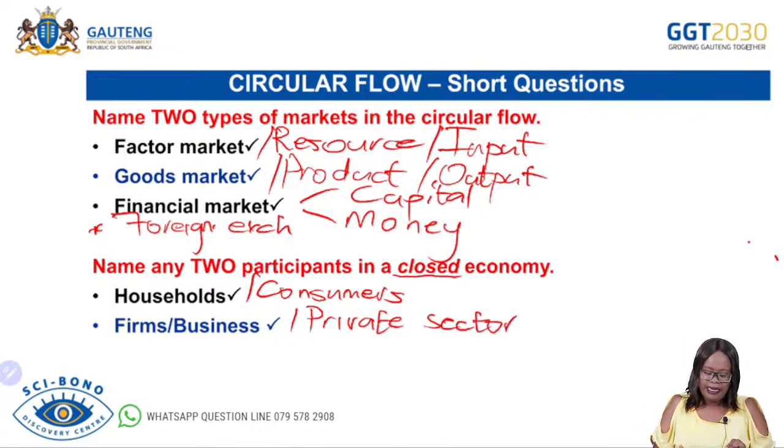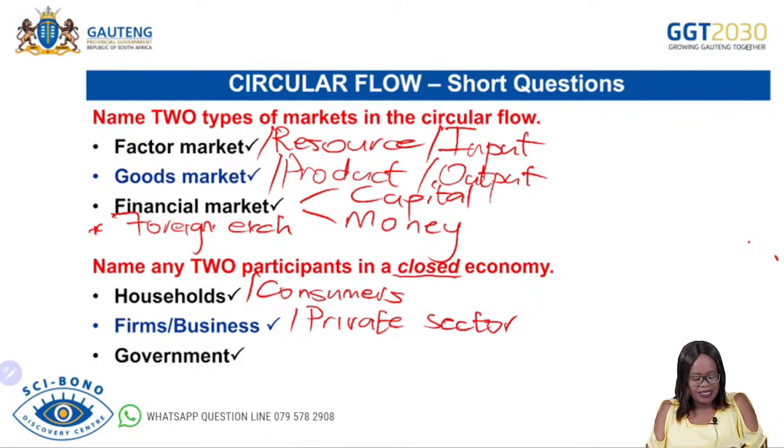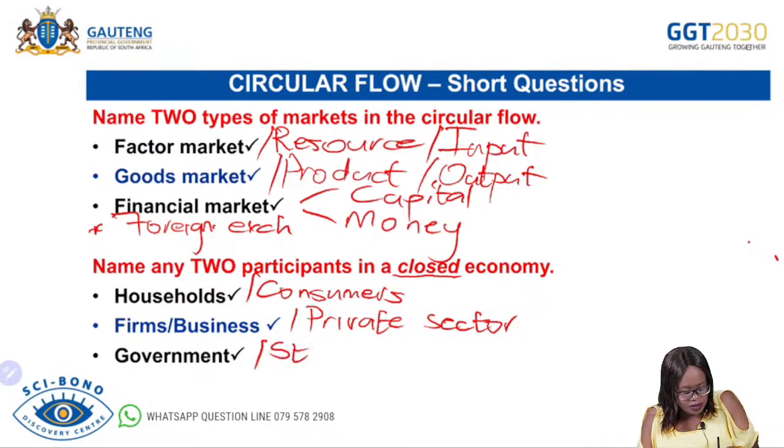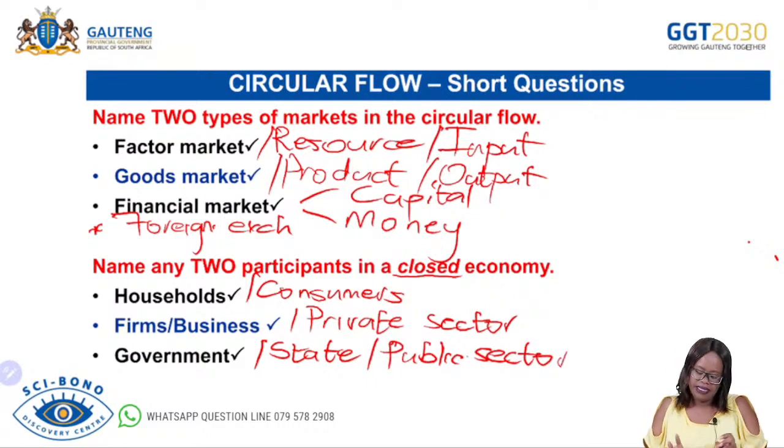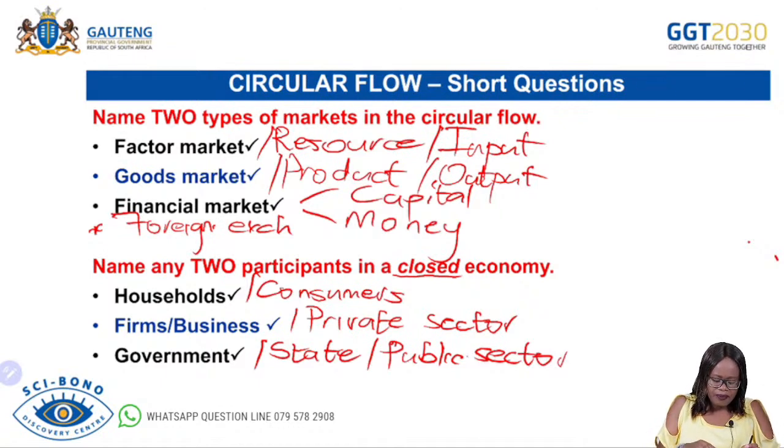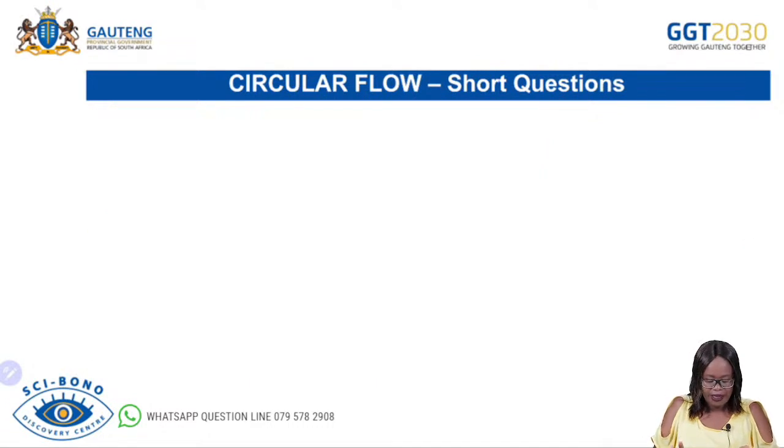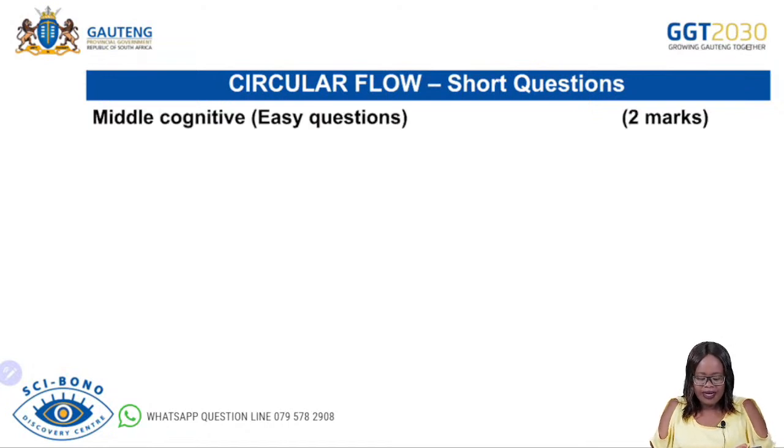Private sector. And then another one, because we are now talking about the closed economy, we only have 3 participants. Another one could be the government. Now remember that the government may be called a state or also the public sector. Now, these are our possible answers for this particular question, and we cannot mention the foreign sector because this particular question made specific reference to the closed economy. Right, now we are going to be moving to the next questions.